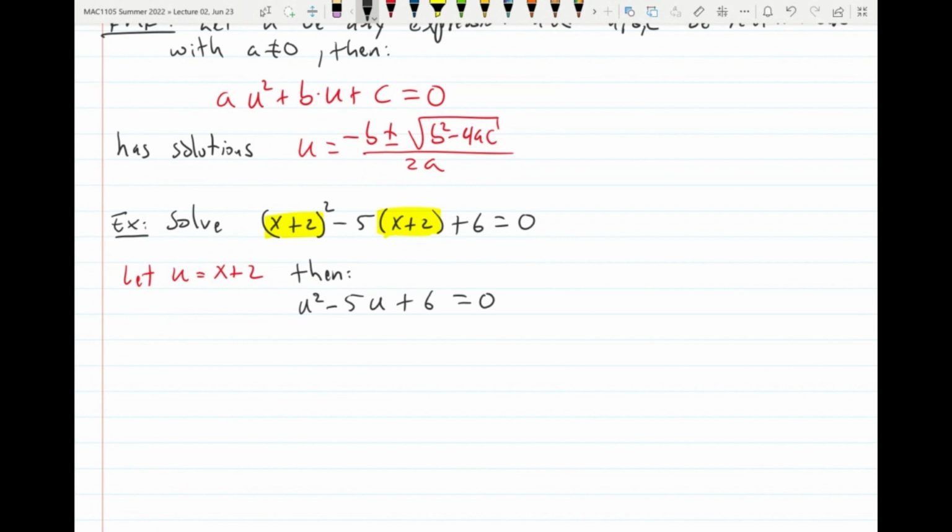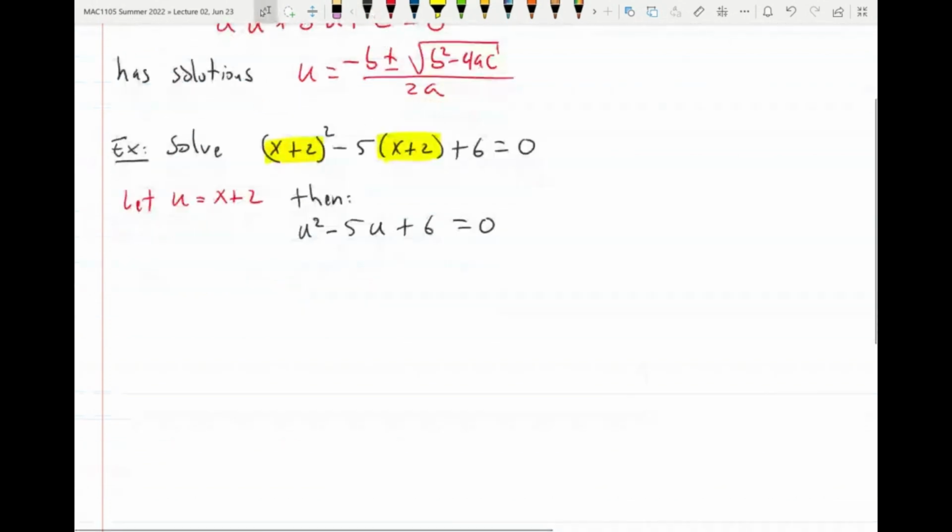Now, the thing is that you need to be able to spot this. You need to be able to realize that you can do such things, because nobody's going to tell you this is quadratic in form. You need to figure it out. And I'm going to give you some tips as we do more examples.